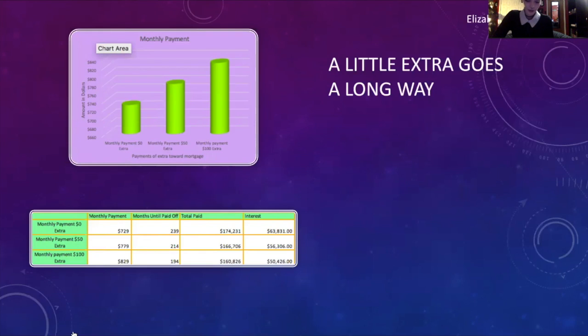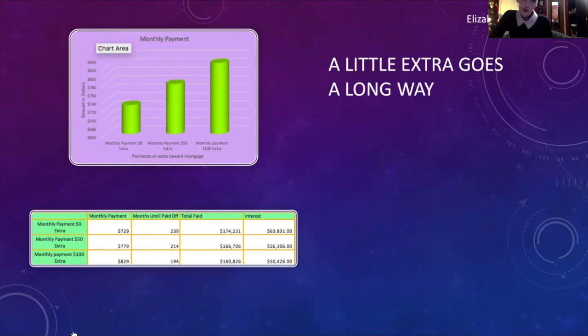Let's see if you were to pay an extra $50 on your mortgage for your monthly payments. Your monthly payments would increase to $779. The months until it's paid off is 214 months. You would have a total of $166,706. The interest is $56,306, where yes, it's a little better. It's still repugnant is the best way I can describe that.